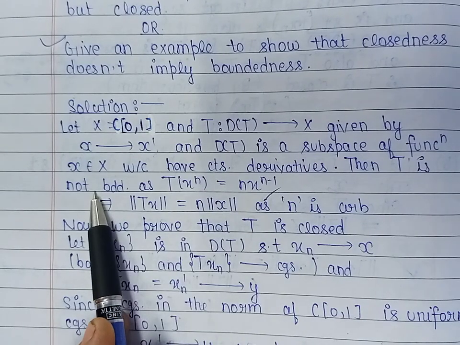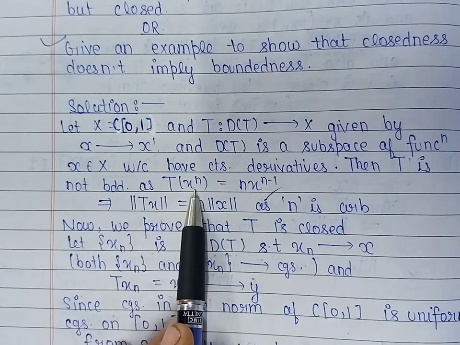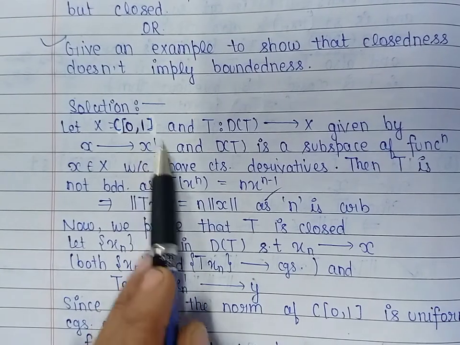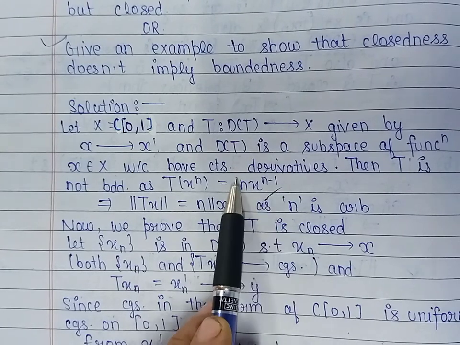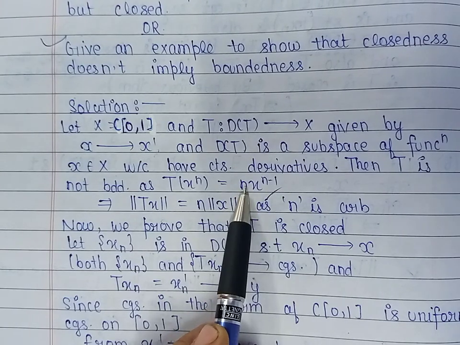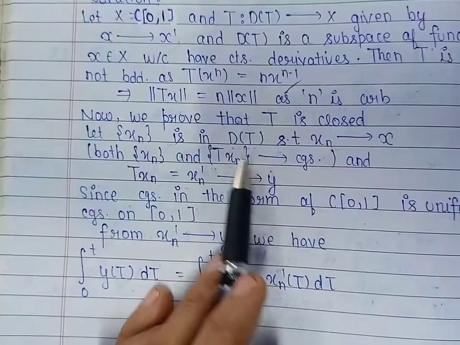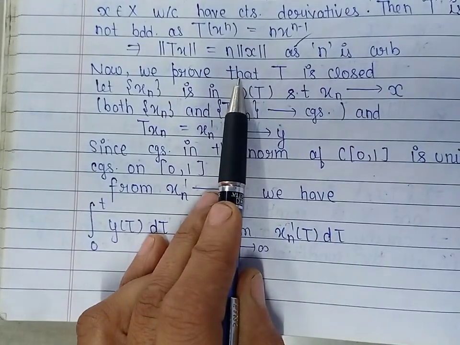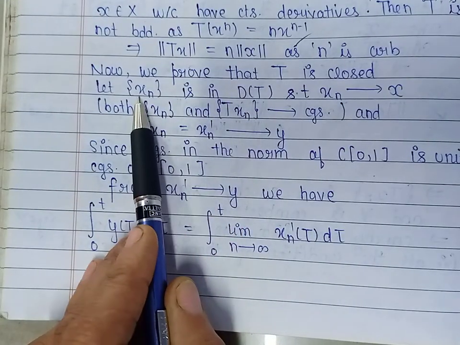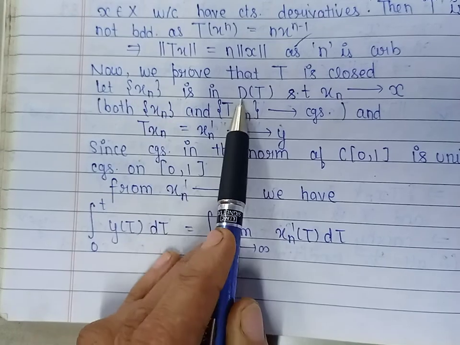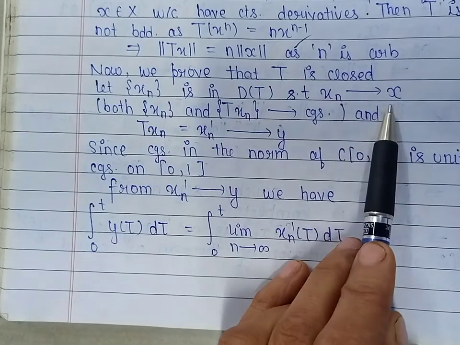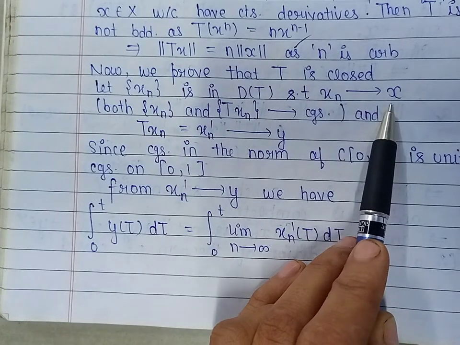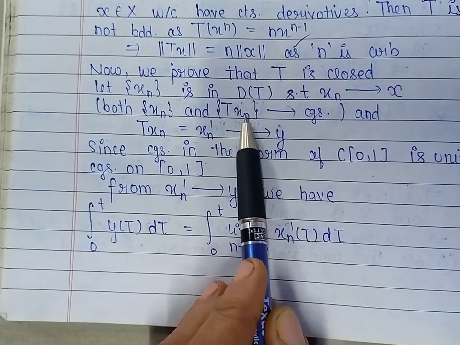T is not bounded because if we find T of x raised to the power n, from using this definition, this will be n into x raised to the power n minus 1. Now because n is arbitrary, we can say that T is not bounded. Now we will show that T is closed. So let us take a sequence x_n in domain of T such that the sequence x_n converges to x and T(x_n) also converges.